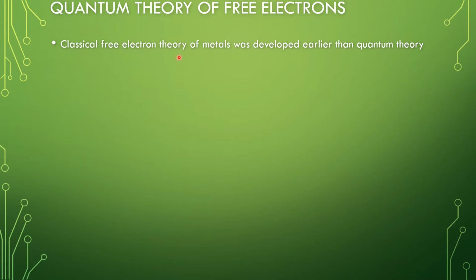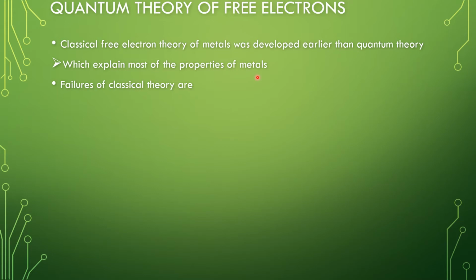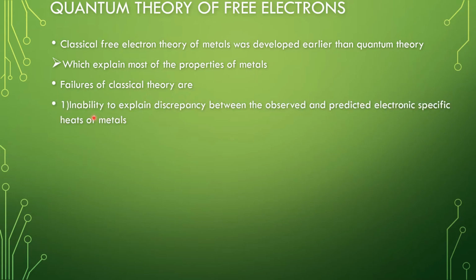Classical free electron theory of metals was developed earlier than the quantum theory, which explains most of the properties of metals. Failures of classical theory are its inability to explain the discrepancy between the observed and predicted electronic specific heats of metals.